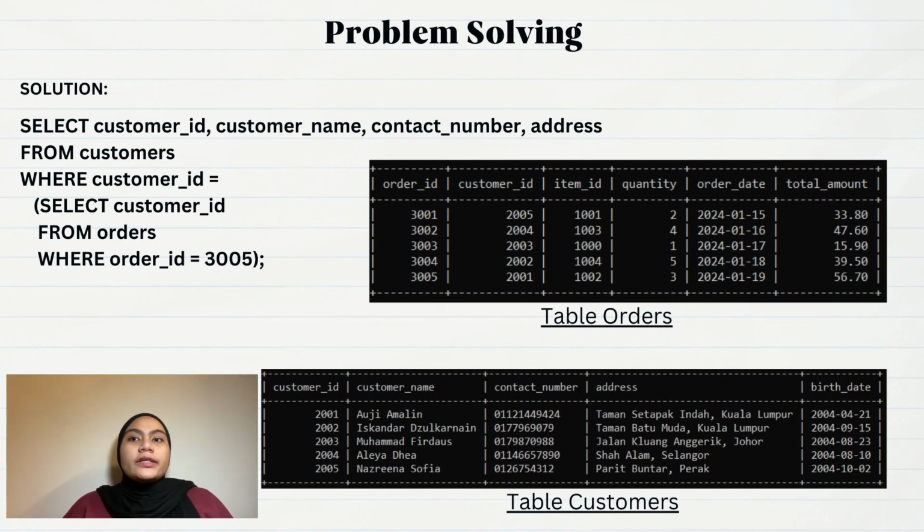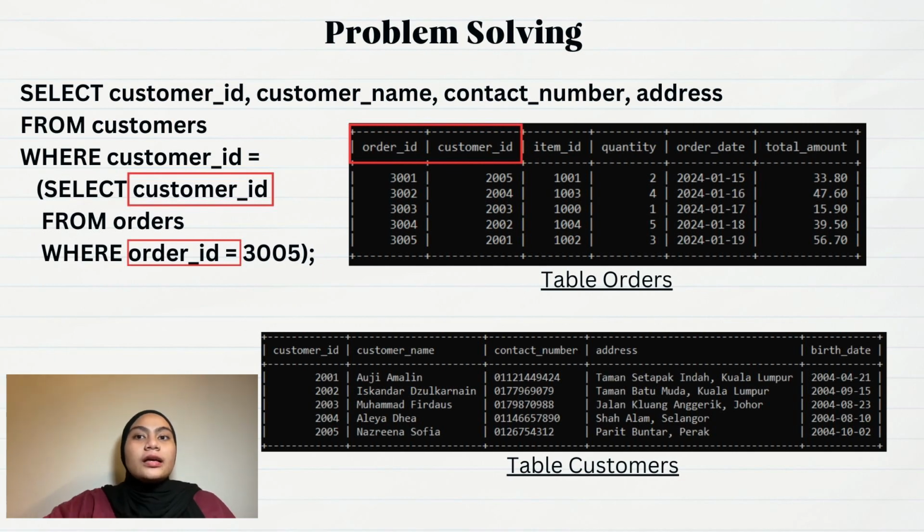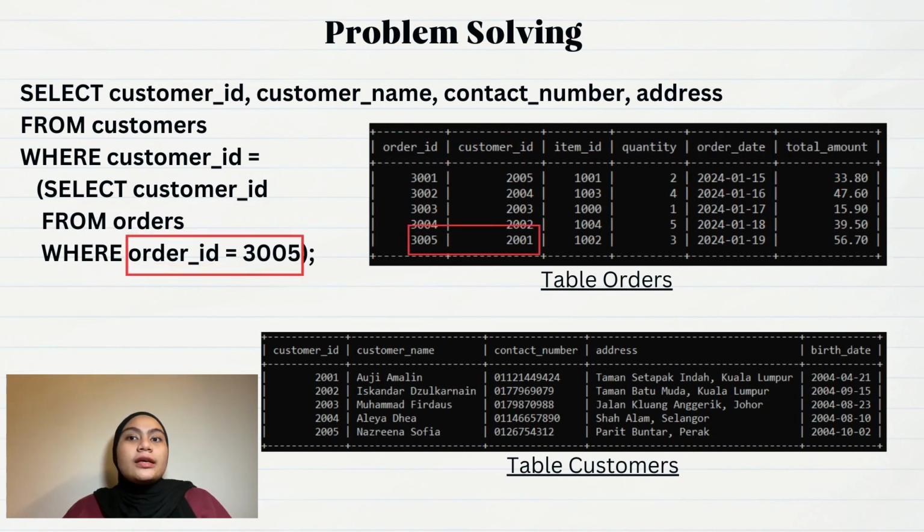For the solution, we need to look at the subquery first, which is select customer ID from orders where order ID is 3005. Look at the table orders and find the order ID and customer ID. Look for the order ID 3005, which has customer ID 2001.